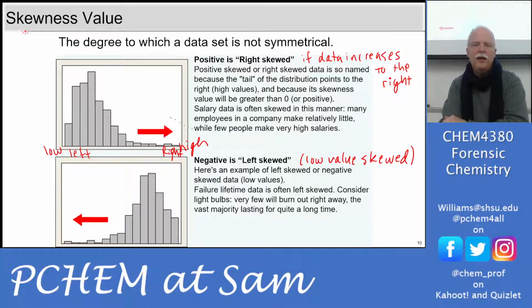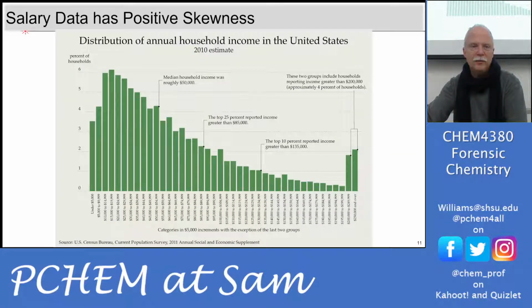So this is a claim here. It says salary data is often skewed in this manner because many employees make relatively little, while a few people at the top in the management positions have very high salaries. Failure lifetime data is often left skewed because most of the items last a long time, but there's a few early failures because of some defect, but the majority last quite a while. And so we've got some examples of that. So let's look at some of those.